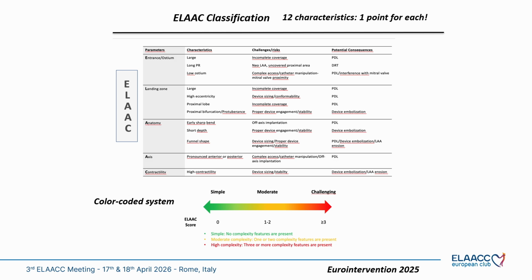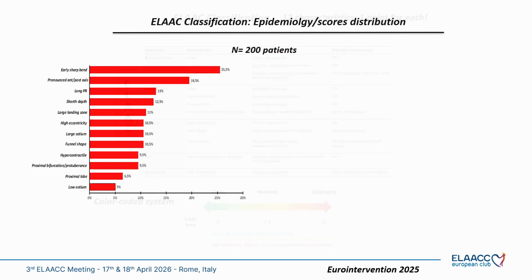And we just proposed a color-coded system when we say that the challenging case will be the combination of at least 3 of those parameters. When you have nothing, it's a simple case, and when you have 1 or 2 parameters, it's going to be a moderate case. But this was not validated, of course, at that time.